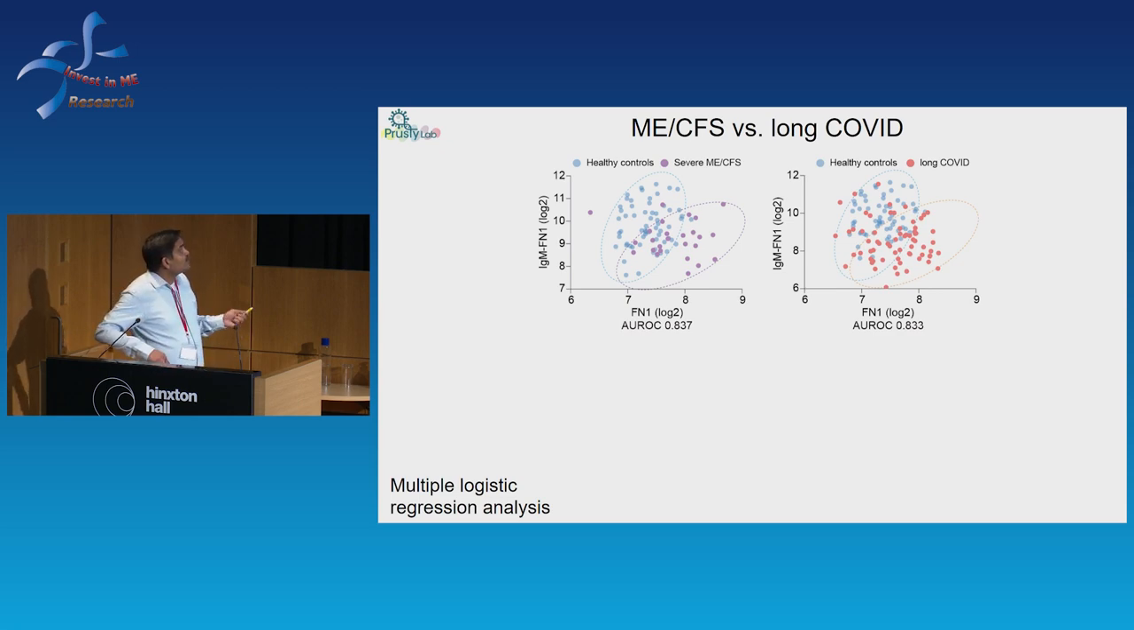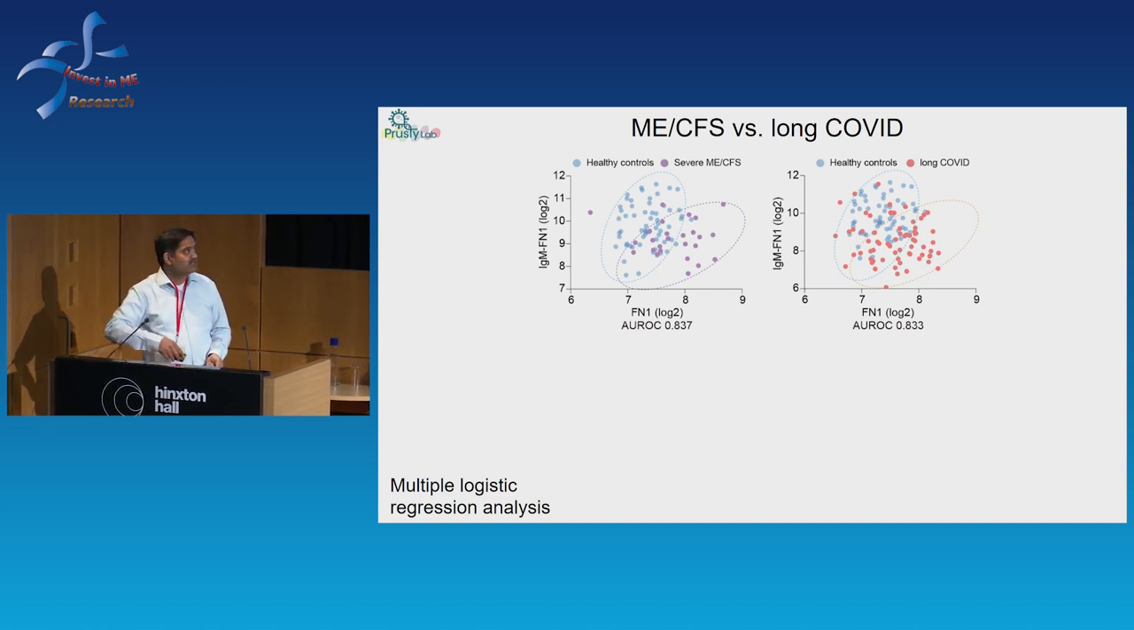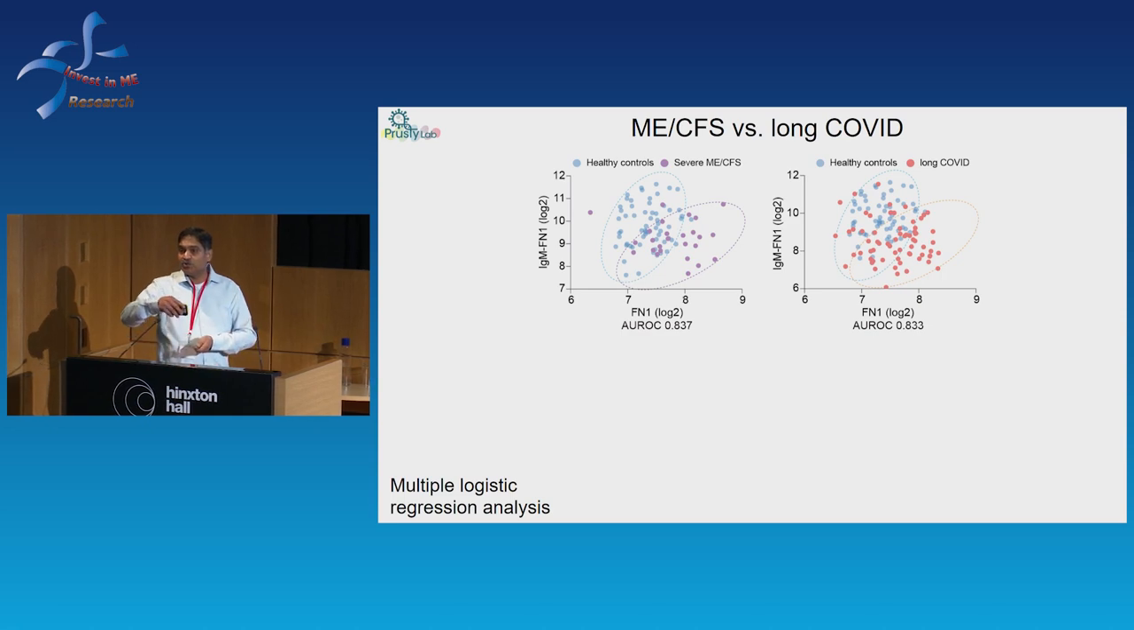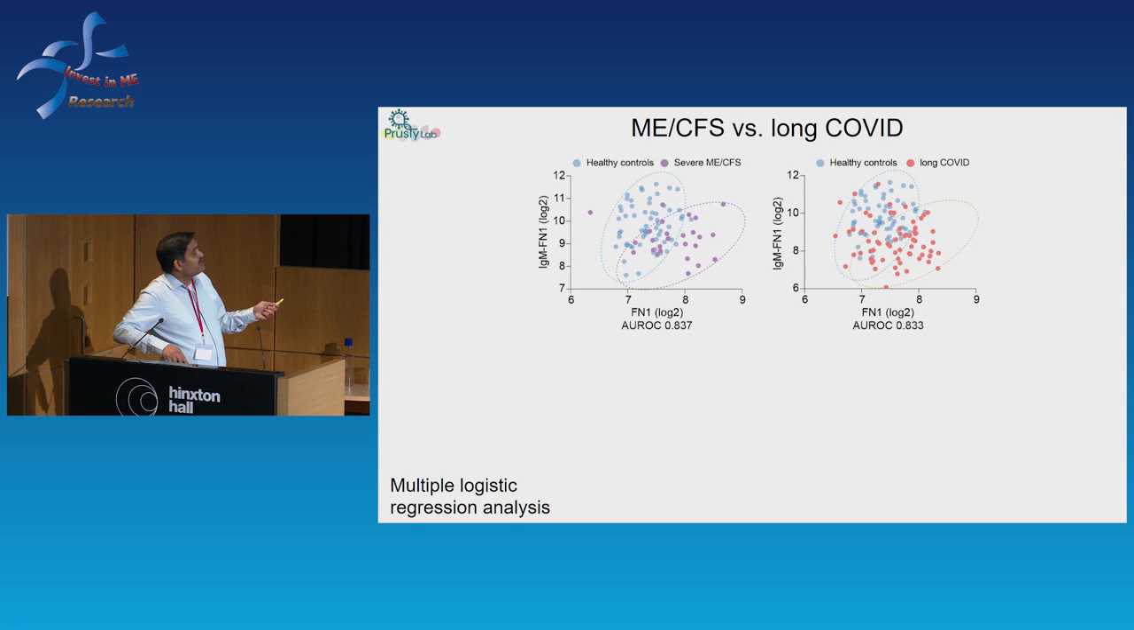Yeah, we looked into the IgM against FN1, fibronectin. So we did a multivariate analysis. We tried to see, if you look into healthy controls and severe ME/CFS patients, again, ME/CFS is a broad patient group, mild, moderate, and severe patients going through tens of years of disease progression. So we focused on severe ME/CFS over here.